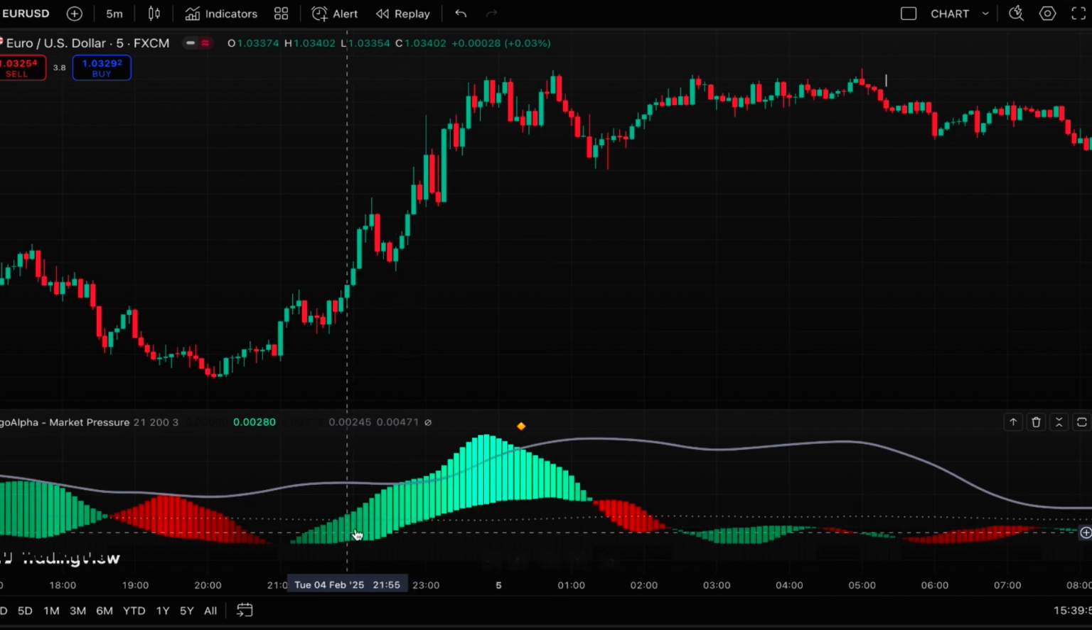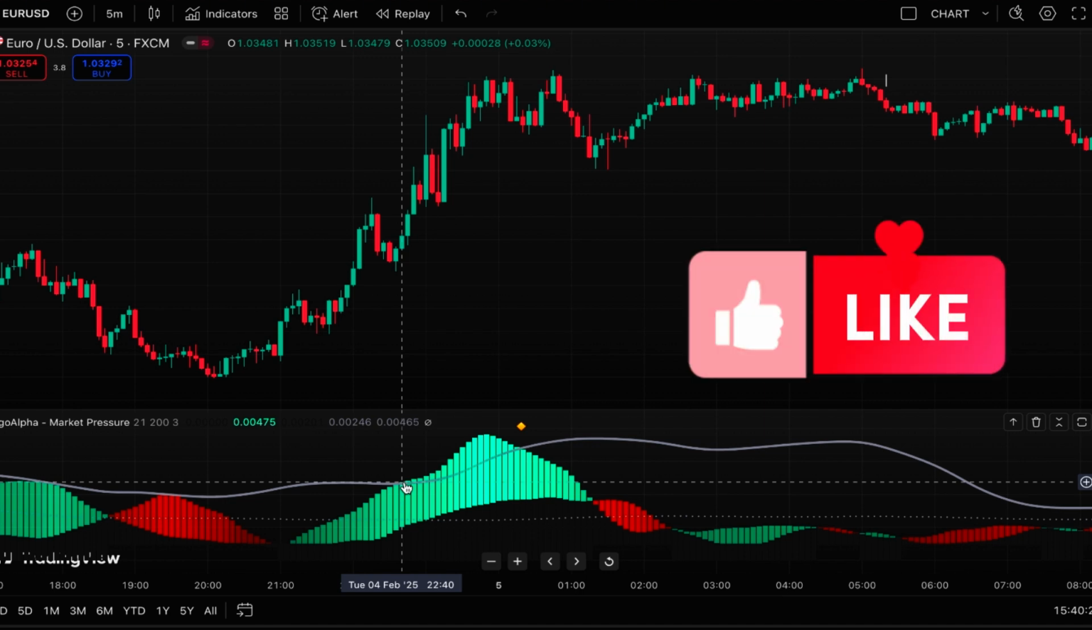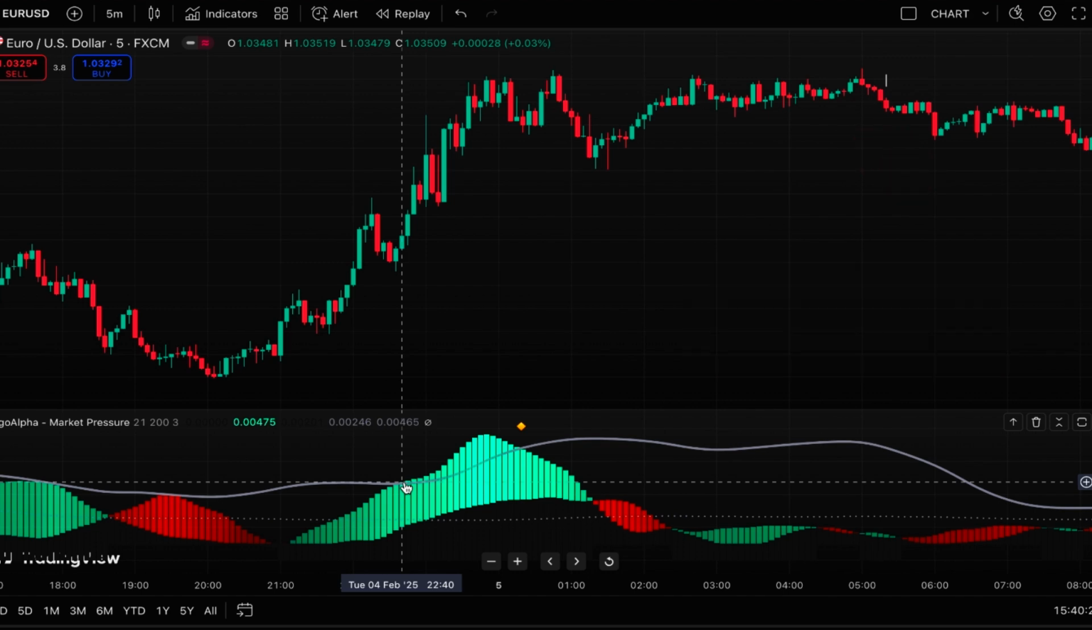So crossing of the histogram above the center line can be used in breakout trading strategies where you want to enter a trade when the price breaks out of a range market, and breaking above this line can be used in trend following strategies or momentum strategies where you want to enter a trade when there is high bullish or bearish pressure in the market in one direction.